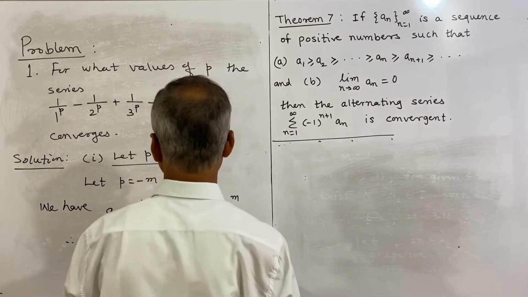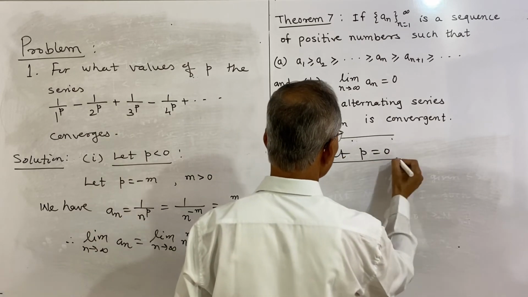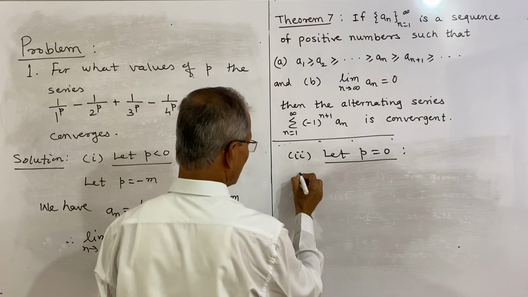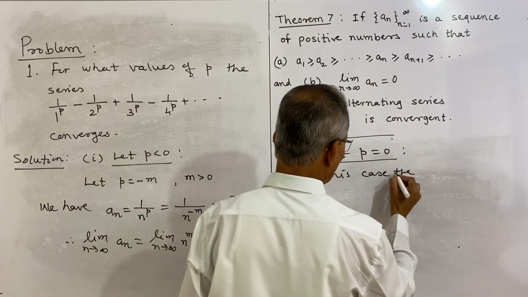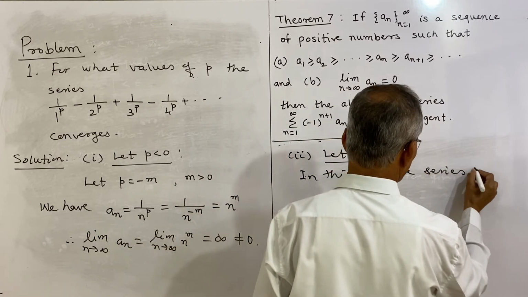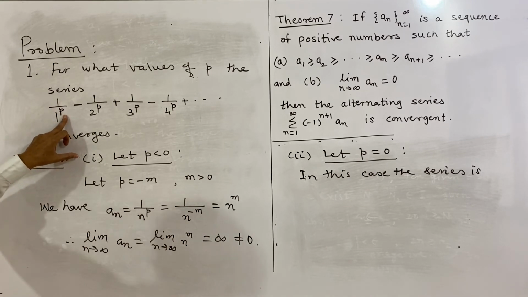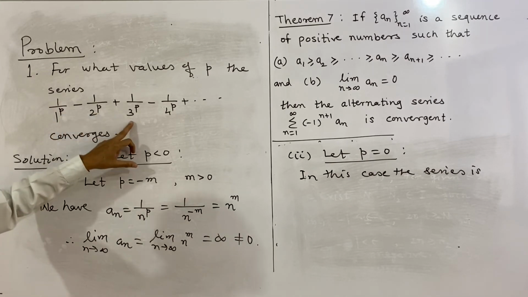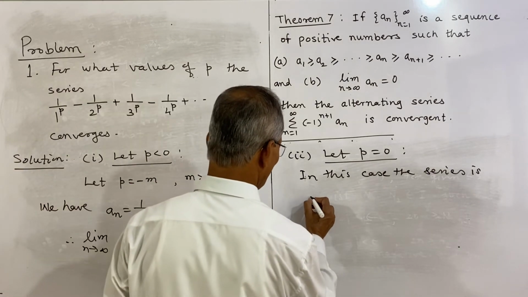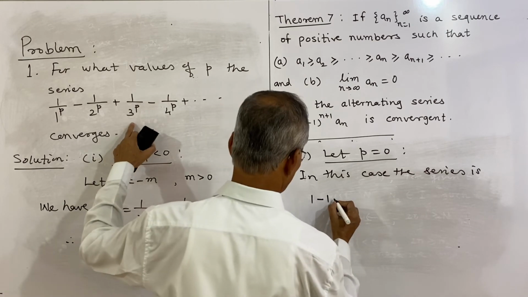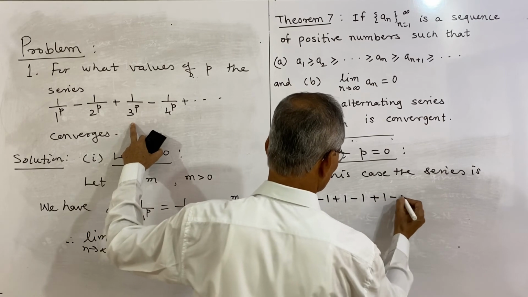Second case, let P equal 0. The series becomes the alternating series. If P is 0, see 1 upon 1 to the power 0, that is 1, 2 power 0 is 1, 3 power 0 is also 1. So each term is 1, but the signs alternate, plus and minus: 1 minus 1 plus 1 minus 1 plus 1, etc.